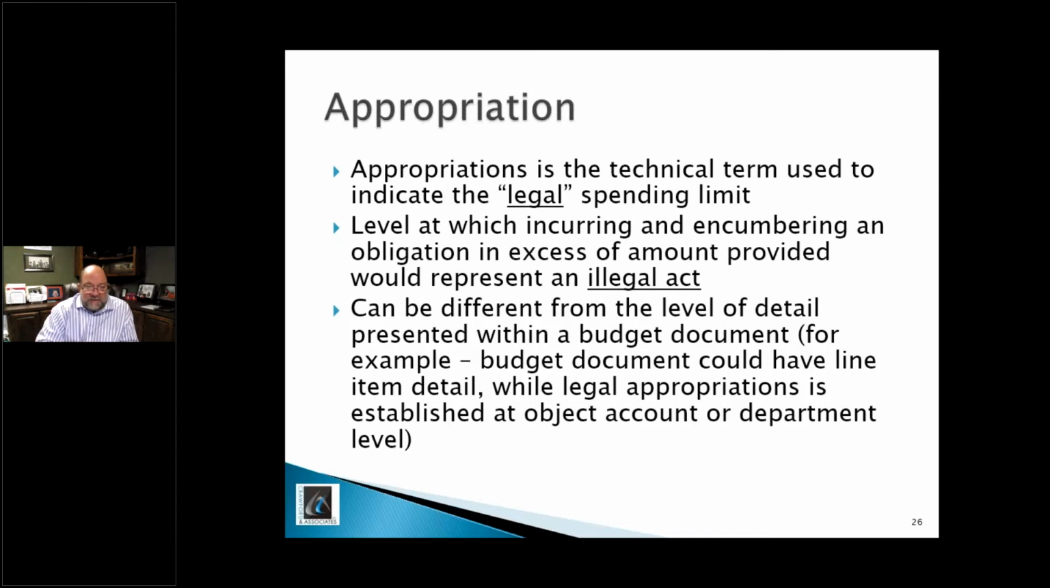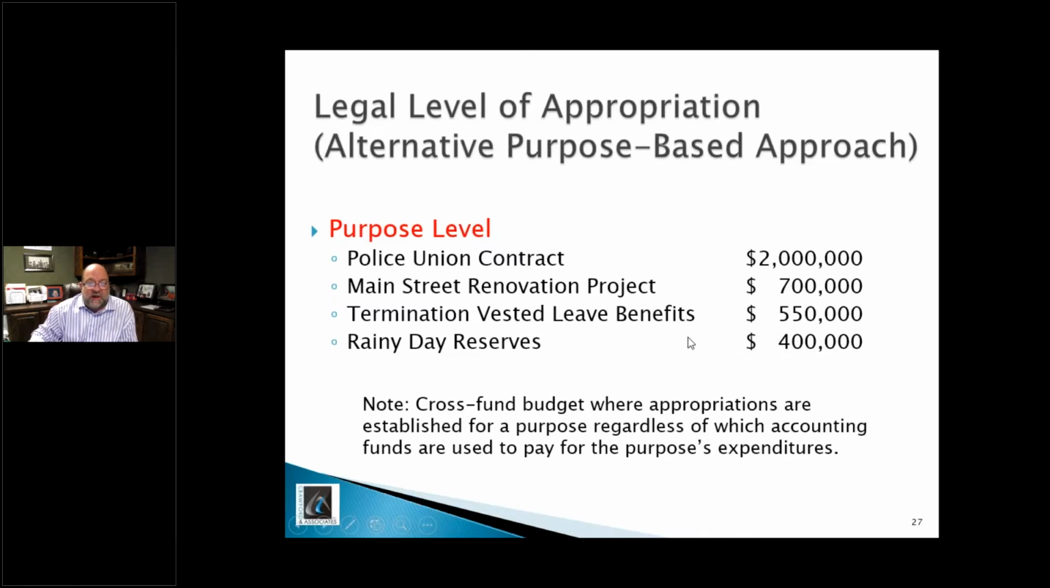So this again can be different from the legal level of detail presented within the budget document. For example, we saw all those line items on the previous slide. That doesn't mean that's where I'm controlling it. The control is set by state law at a minimum at that department level. So, that's where we have to control it, at the total department level at a minimum, unless we choose to control it at a different level.